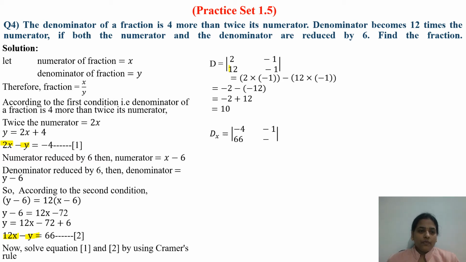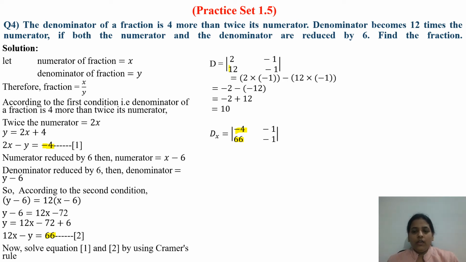Replace the coefficient of x with constants. So instead of the coefficient of x, we write here what? Constant. So what is the constant in equation number 1? That is minus 4. So write down here minus 4. What is the constant in equation number 2? That is 66. So write down in the same column, that is 66. So this is the constant term instead of the x coefficient.